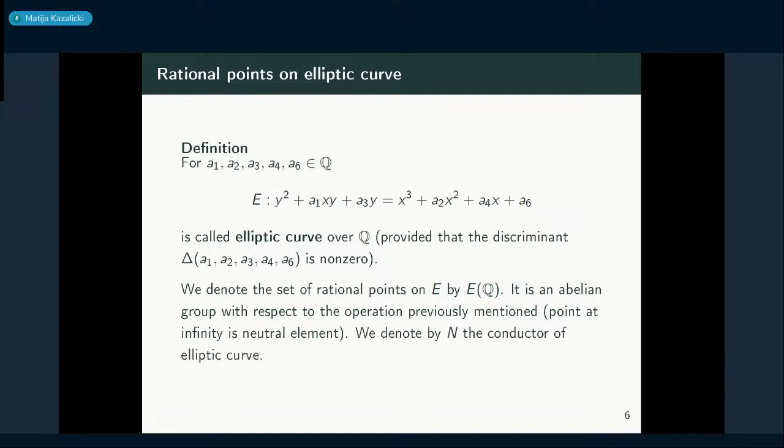One more thing that we'll need from the theory of elliptic curves is an invariant called the conductor. Throughout this talk, we'll denote this invariant by N. We don't need to define it precisely, but you can think of it as a number that tells you something about the complexity of the curve. The larger the number, the harder it is to find solutions to this equation.